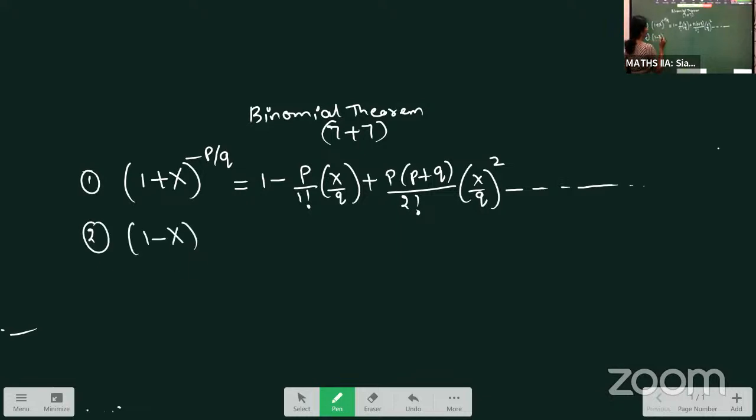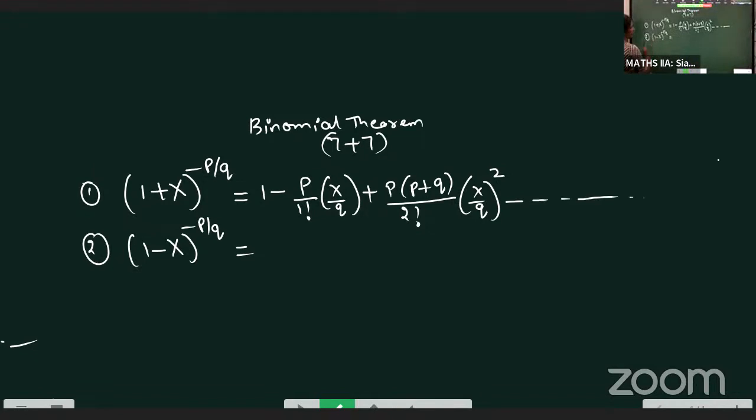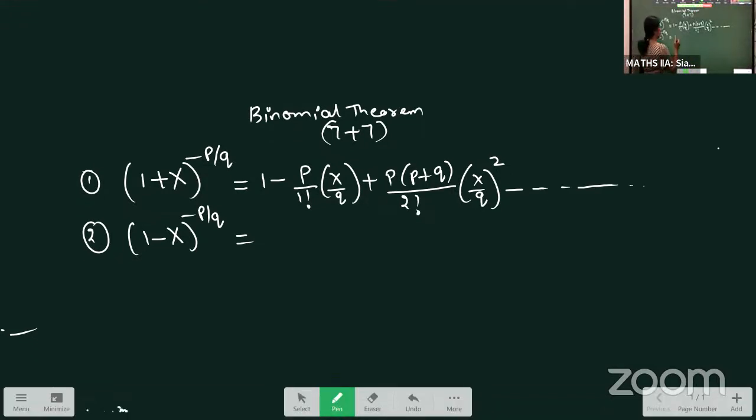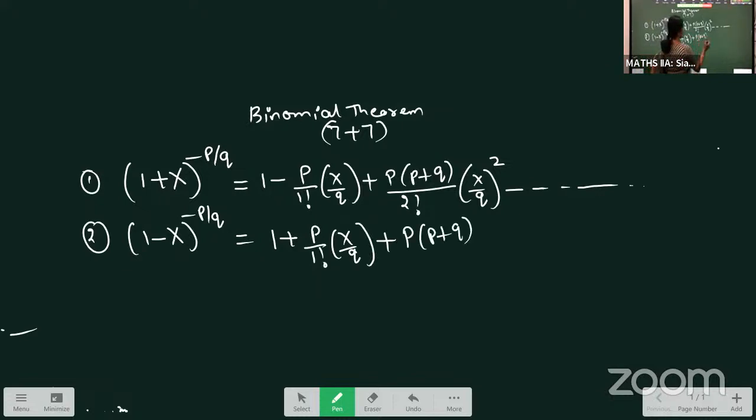Second one, (1 minus x) whole to the power minus p by q. Power minus, inside also minus. 2 minus signs are there, so it is a positive series: 1 plus p by 1 factorial into x by q, plus p into (p plus q) by 2 factorial into (x by q) whole square, plus so on. By using these two formulas, I am going to discuss infinite series questions, which come for 7 marks.